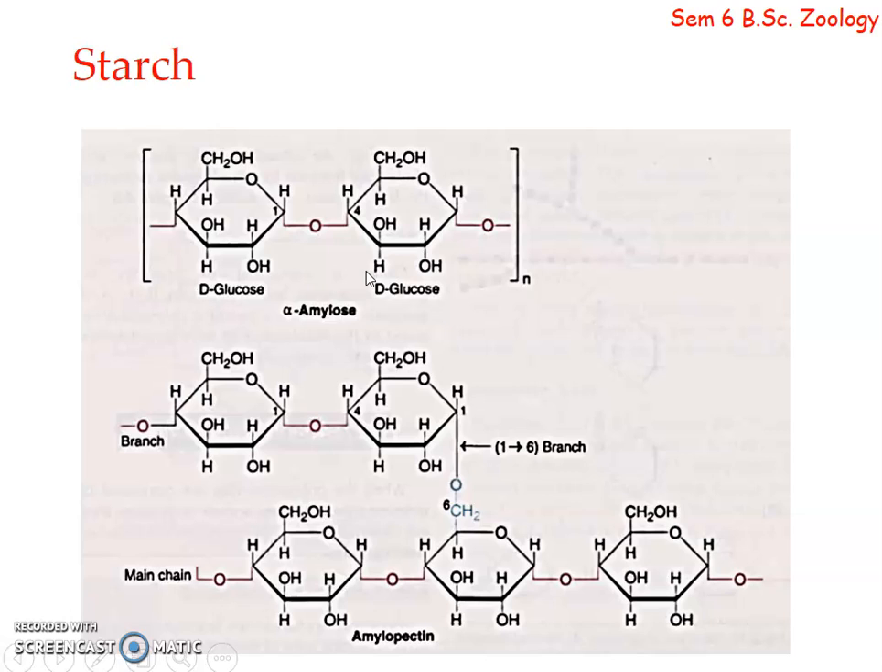This is about the polysaccharides. We saw what a polysaccharide is made up of, and the two major types of polysaccharides, glycogen and starch, and the differences between them, their structure, etc.